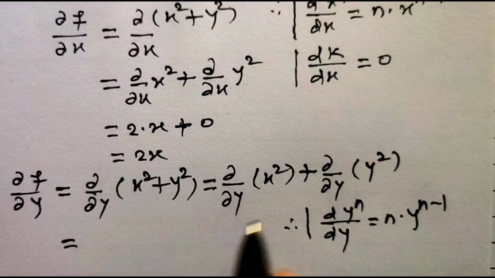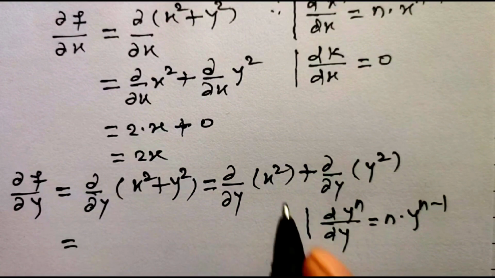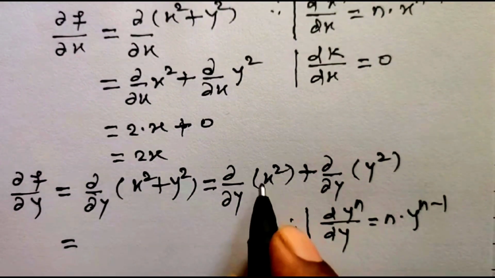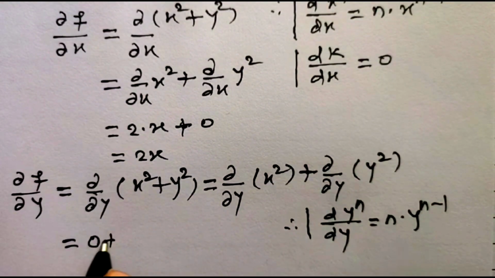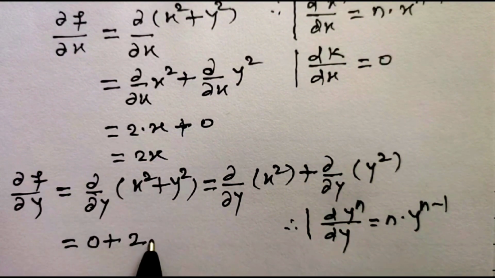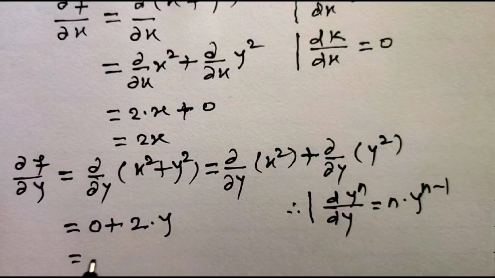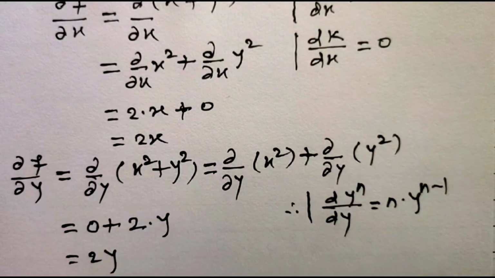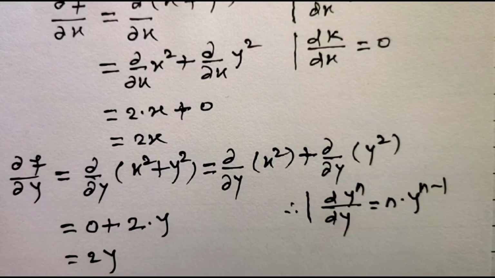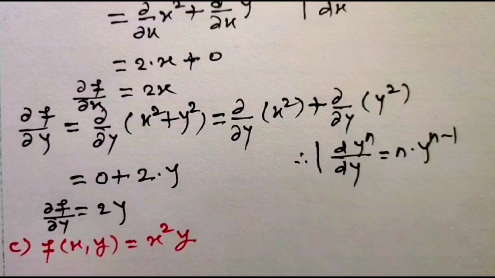So this is equal to derivative of x square. X square is constant coefficient, its derivative becomes 0. 0 plus power 2 into y to the power 2 minus 1, that is 1. This is equal to 2y only. Hence, this is partial derivative of f with respect to y. Let us solve next sum.